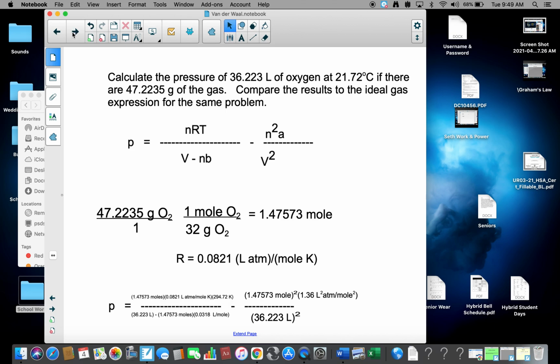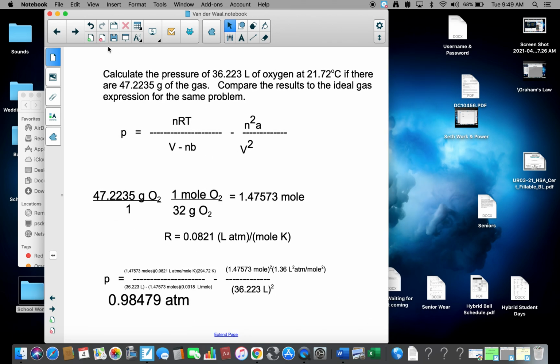P is equal to 1.47573 moles times 0.0821 liter atmospheres per mole Kelvin times 294.72 Kelvin, all over V, 36.22 liters, minus 1.47573 moles, that's the n value, times b from that chart, which was 0.0318 liters per mole, minus 1.47573 moles squared times the a value from the chart, which is 1.36 liters squared atmospheres per mole squared, all over 36.223 liters. When we do that, we get an answer of 98.479 atmospheres.